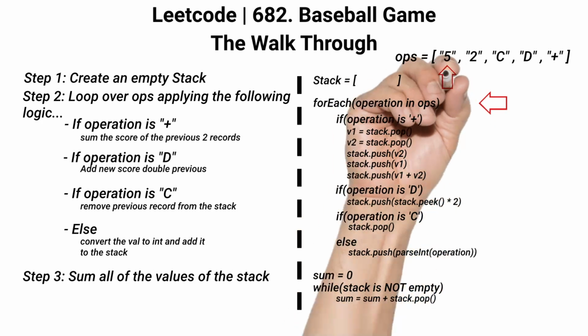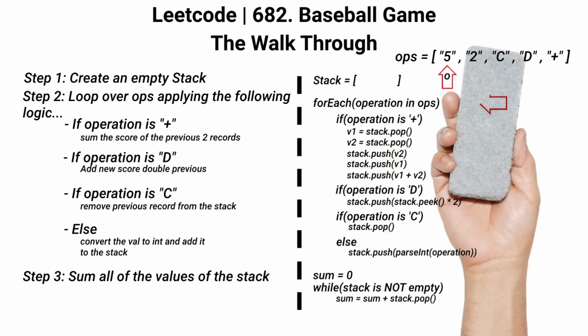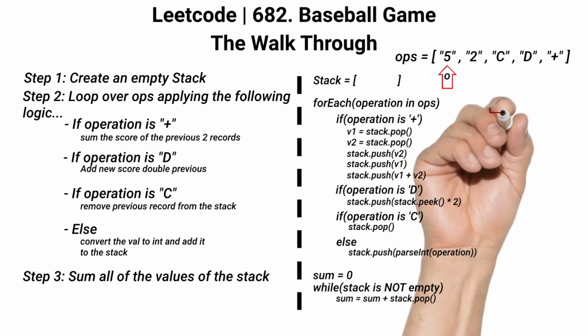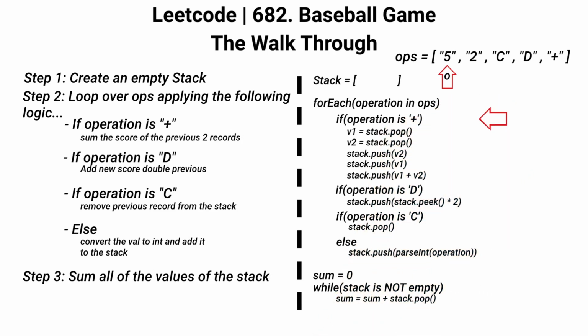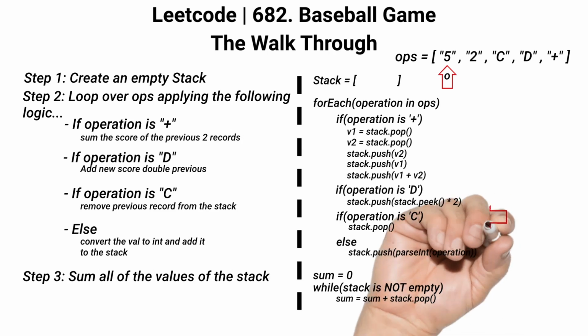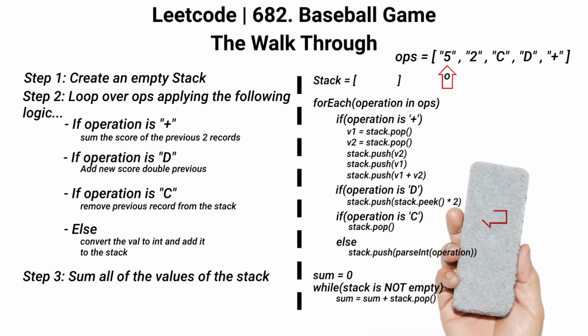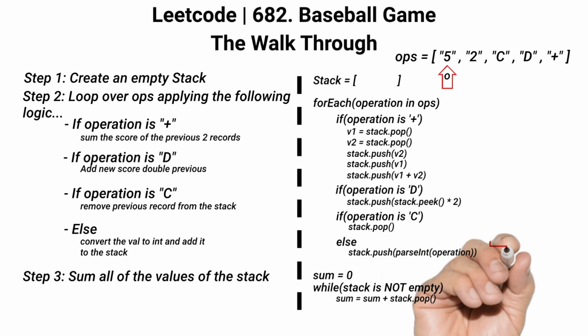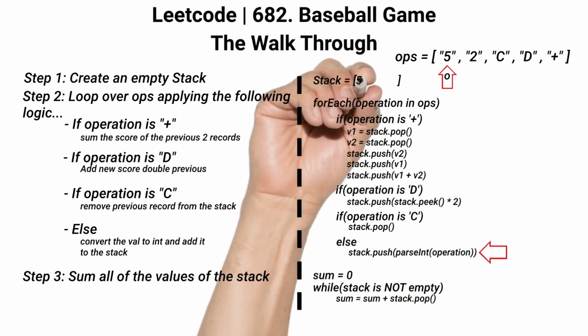So let's start. The operation is equal to 5. So this if condition is not true. Operation is not equal to plus. Operation is not equal to D. Operation is not equal to C. So pass the operation, which is 5, and add 5 to the stack.